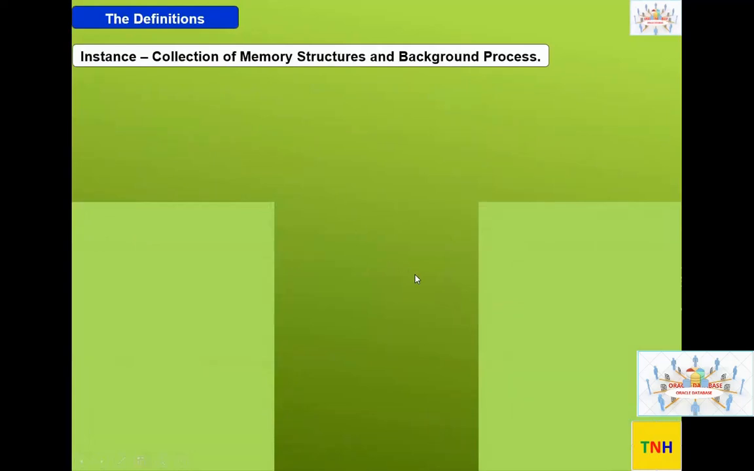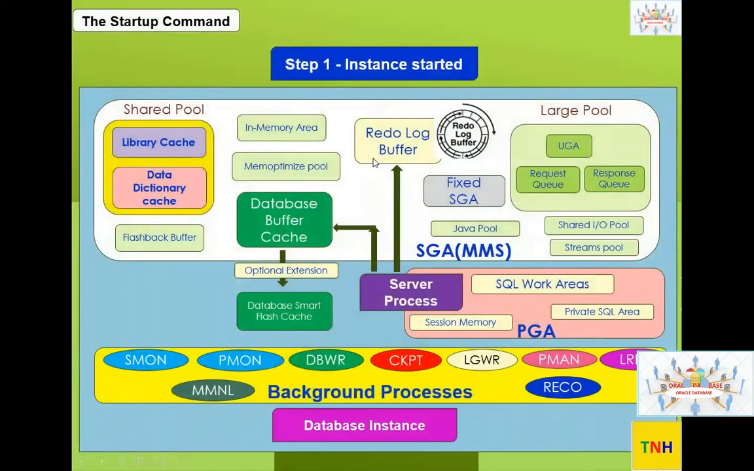The very first thing is instance. We know what an instance is by now: a collection of memory structures and background processes. If you go back, you can see we have a collection of memory structures. What are memory structures? Now you know the key memory structures: shared pool, database buffer cache, redo log buffer, and optional ones. So altogether, a collection of memory structures plus background processes is known as the instance. That is very clear.